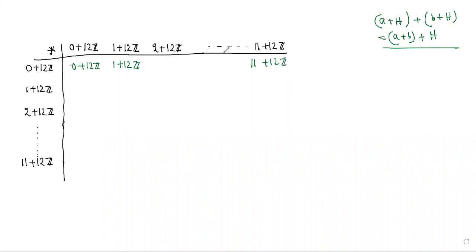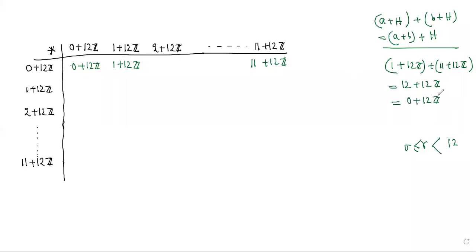But whenever you come to the second row and try to write 1 + 12Z with 11 + 12Z, that actually becomes 12 + 12Z. But there is no such element as 12 + 12Z. Why? Because the range of r is from 0 to 12, where 12 is exclusive. So a cycle will be formed, and that will become exactly equal to 0 + 12Z. So here 0 + 12Z will come.